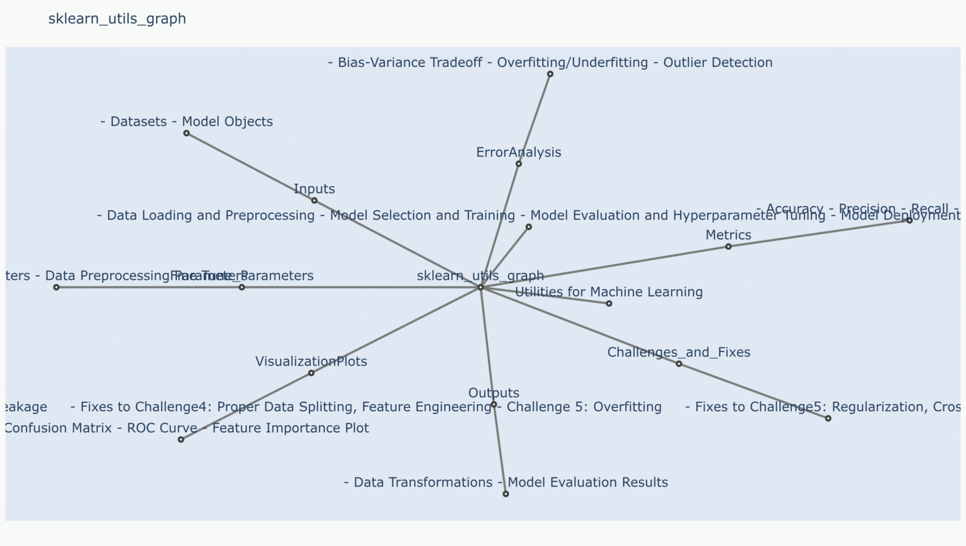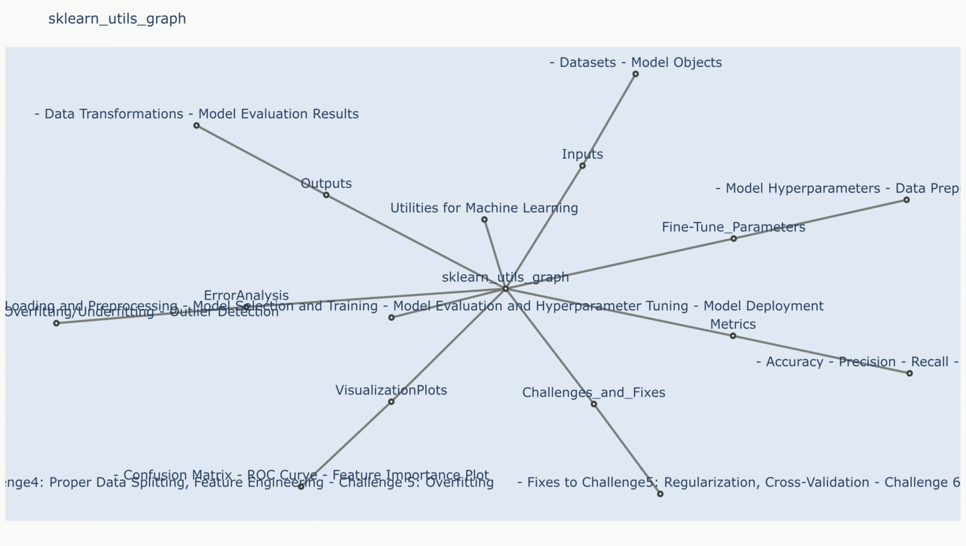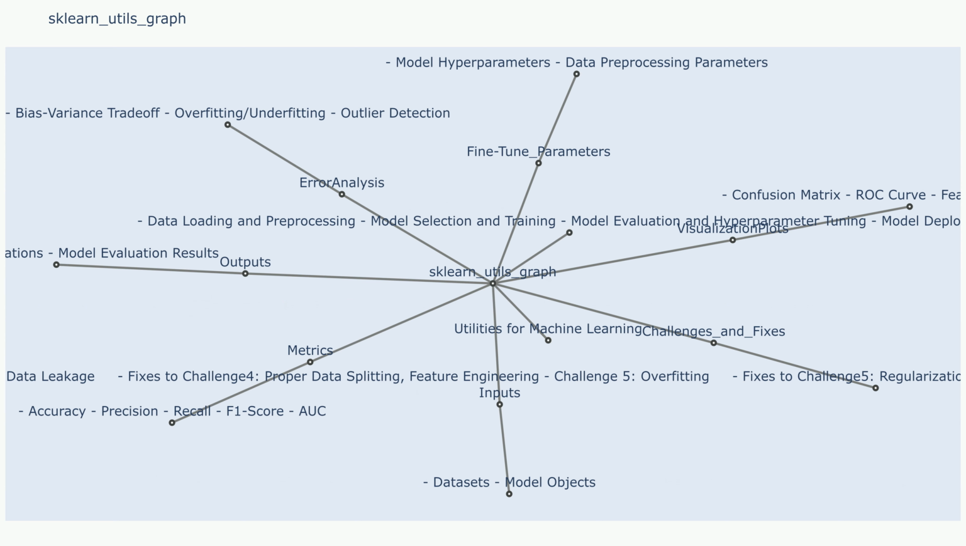Challenge 1: Missing data. Missing data can lead to biased models or inaccurate predictions. Sample use case: a dataset with missing values for income levels might result in inaccurate predictions for loan applications. Fixes: imputation techniques. Impute missing values using methods like mean imputation, median imputation, or more sophisticated techniques like KNN imputation or model-based imputation.